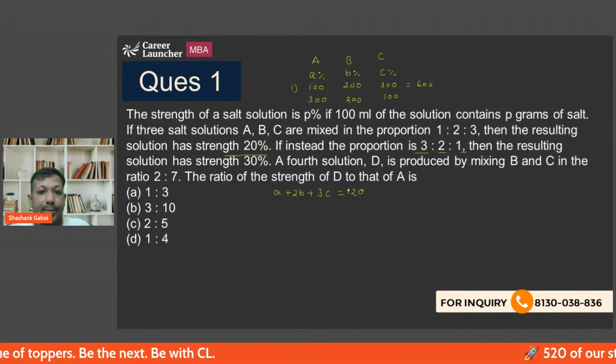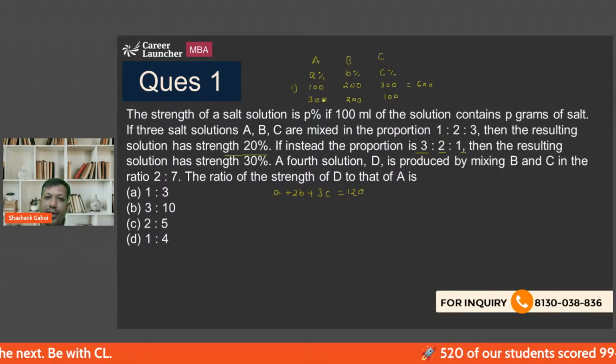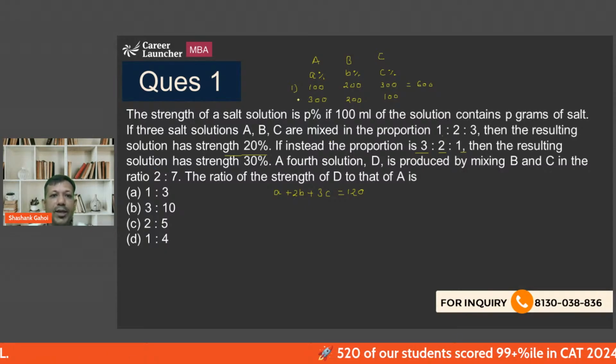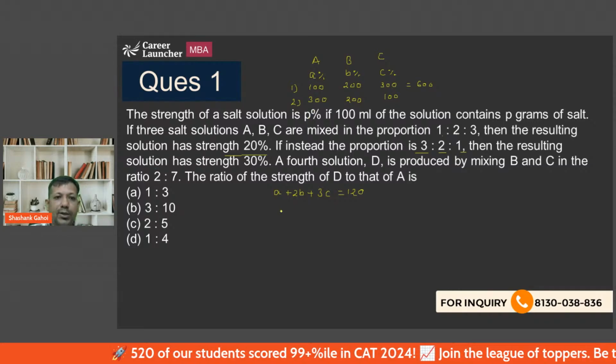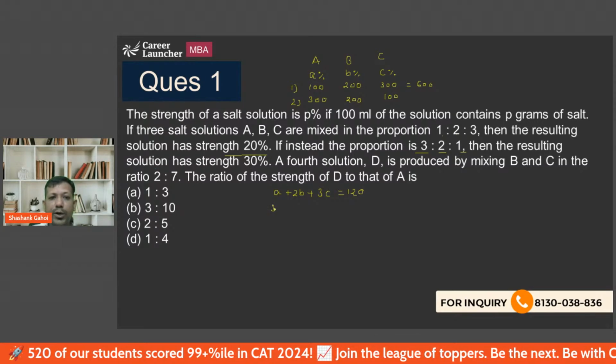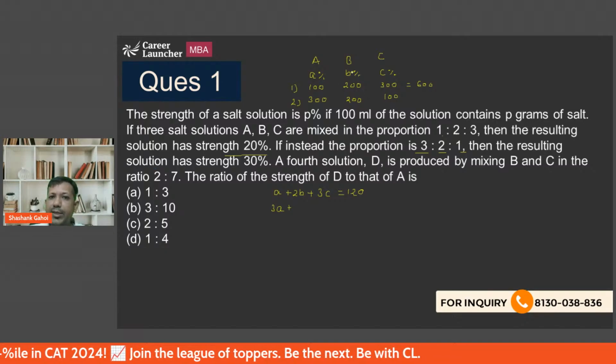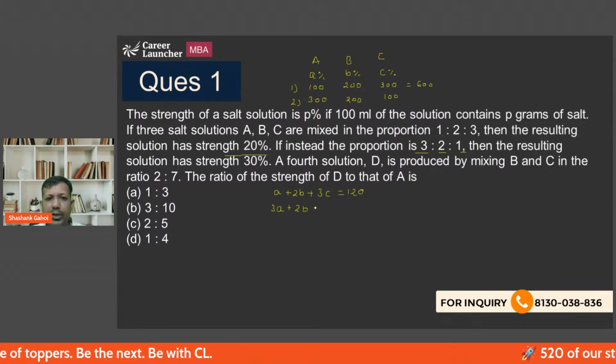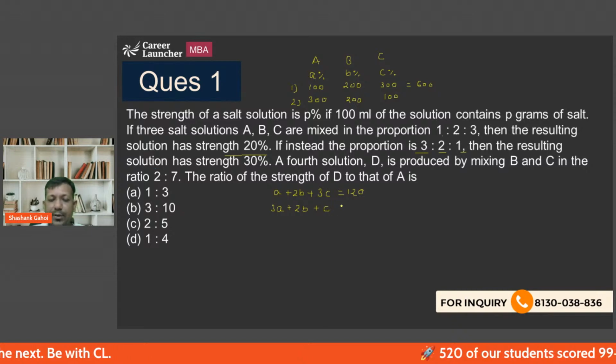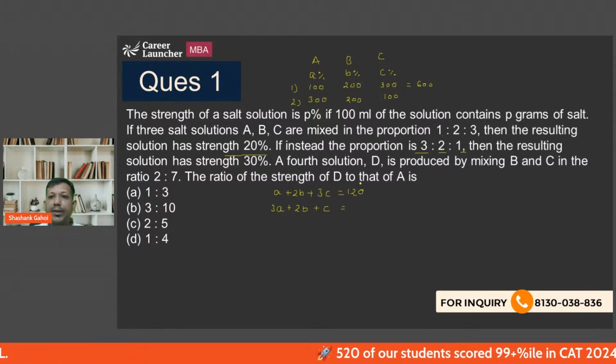Now let's talk about the second one. The second one says 300 ml solution has A% salt, so the total quantity of salt is 3A. 200 ml has B% salt, so the quantity of salt is 2B. And the third one has 100 ml, so the quantity is C.